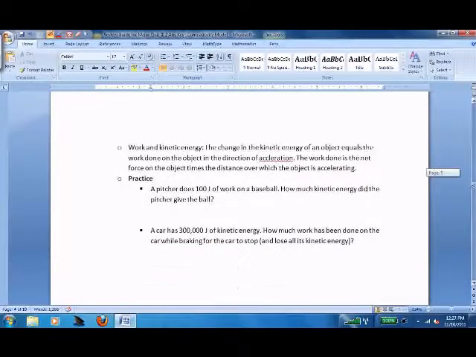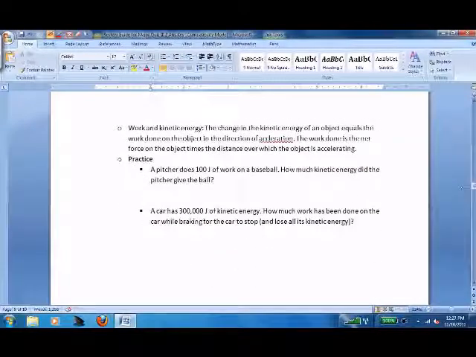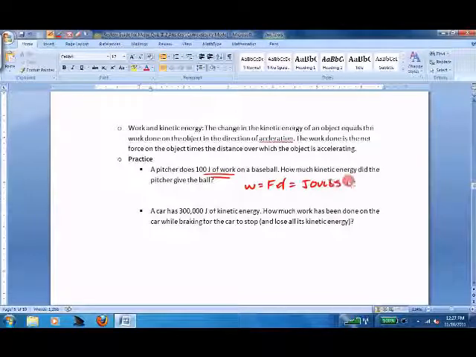I'll leave these for you. Let's try one of these. Pitcher does 100 joules of work on a baseball. How much kinetic energy did the pitcher give the ball? Well, if we go back to the equation that work equals force times distance equals joules of energy, we can see it's kind of a trick question. They gave all of that to the ball in kinetic energy, 100 joules.